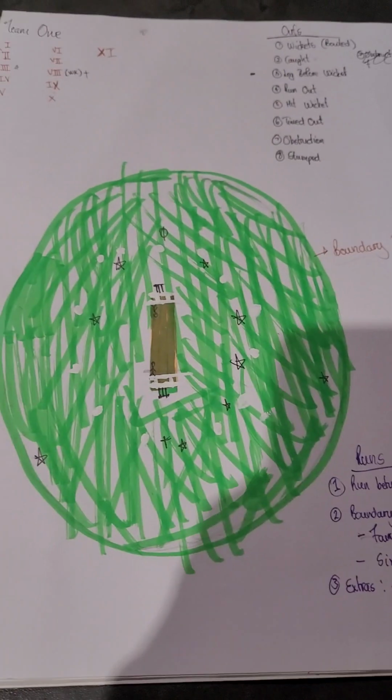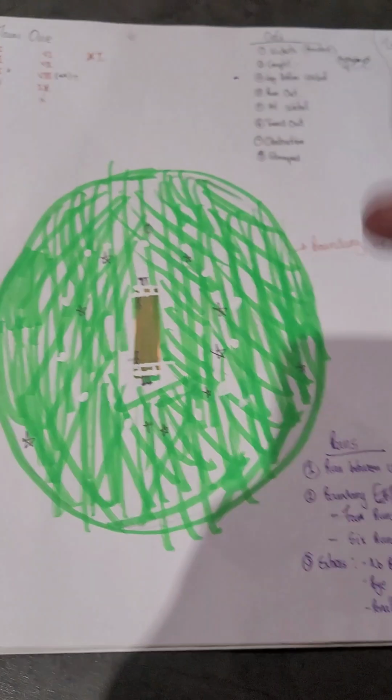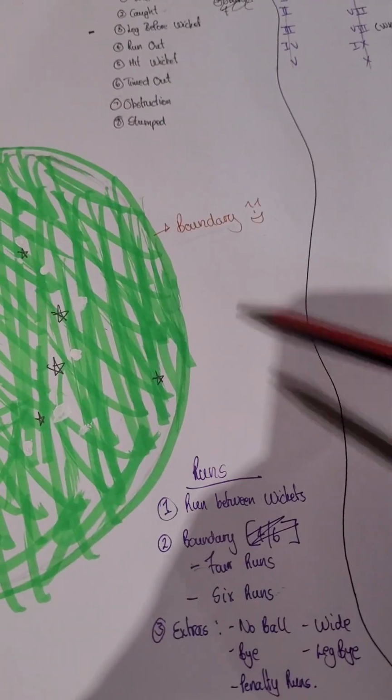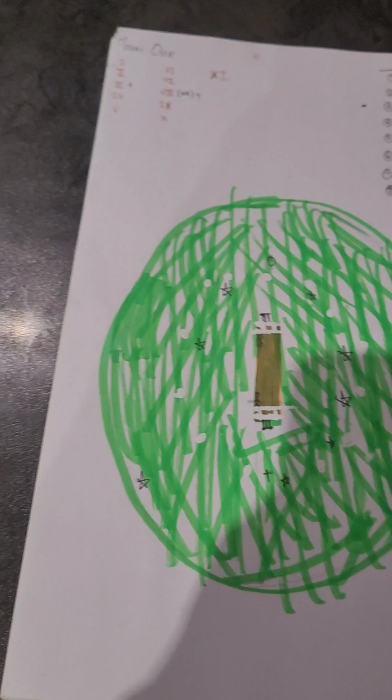This is the perimeter of our game, and the perimeter is put together and enclosed by the boundary. The boundary is very important, so keep that in mind.